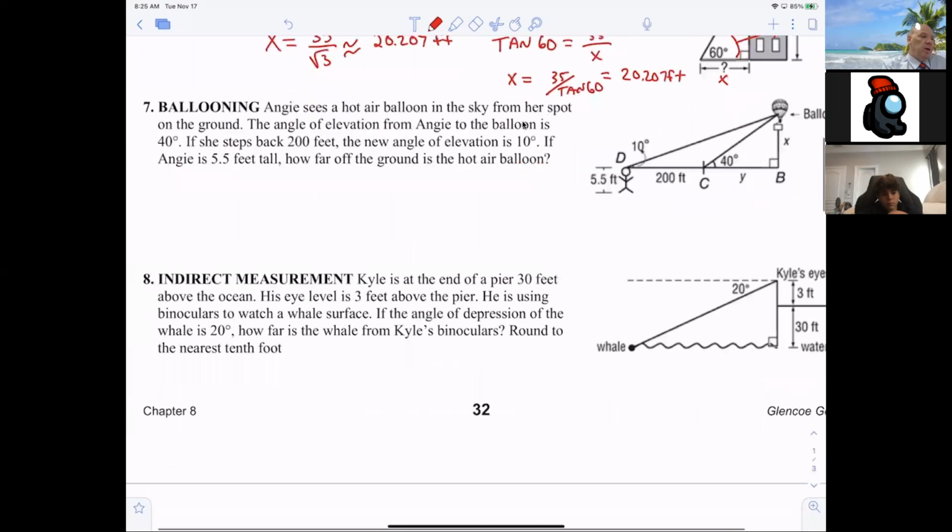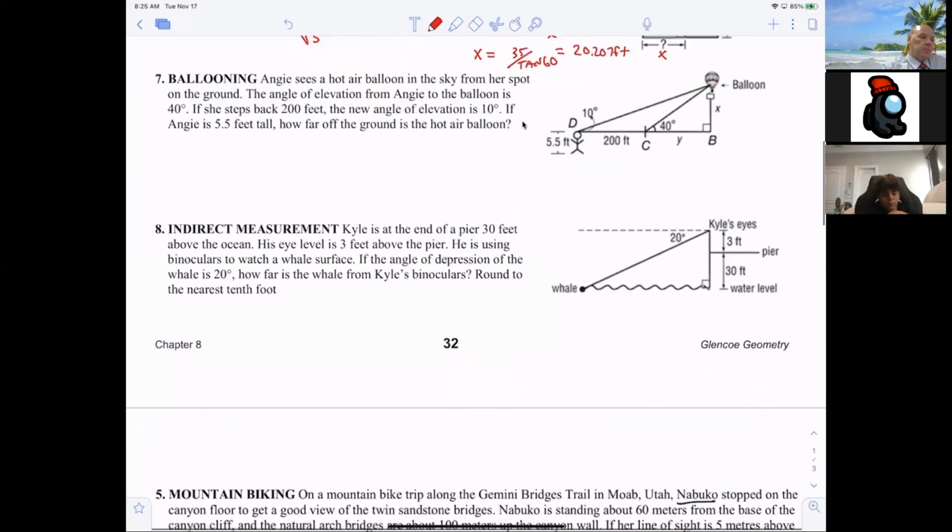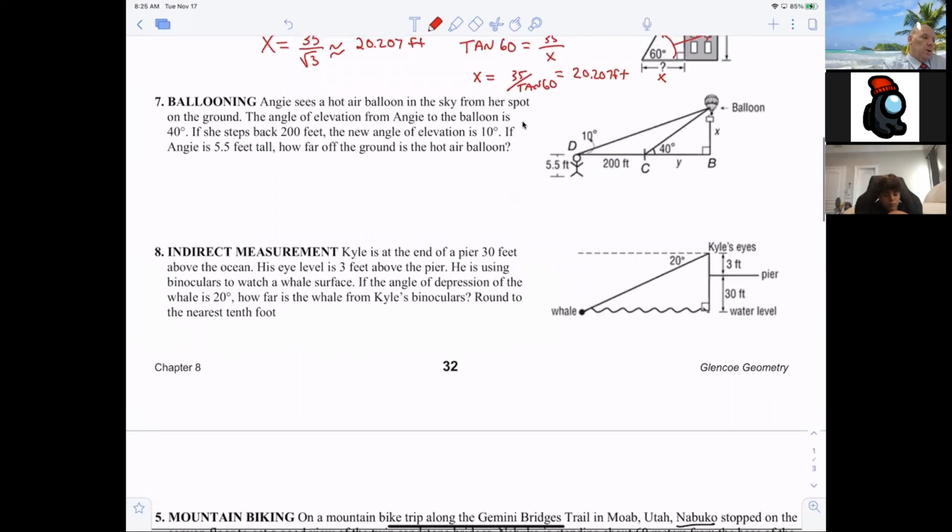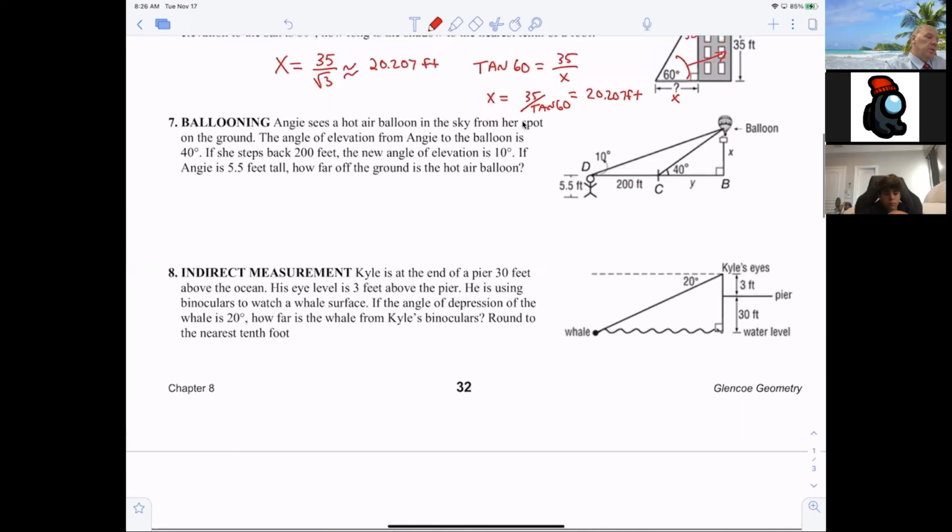So now, here we go, number 7. Angie sees a hot air balloon in the sky from her spot on the ground. The angle of elevation from Angie to the balloon is 40 degrees. If she steps back 200 feet, the new angle of elevation is 10 degrees. If Angie is 5.5 feet tall, how far off the ground? Everyone put a star by this one. This one is considered really, really hard, actually.